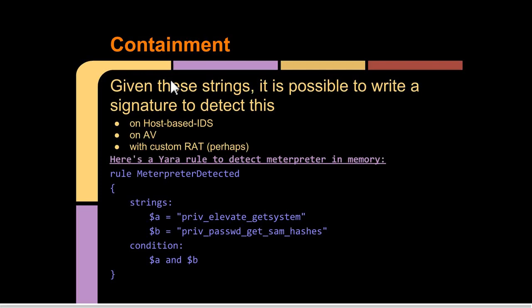So to demonstrate that you can write a signature for this, there's a rule language called Yara, and it's based off generally C structs. And so I have an example Yara rule below that will detect Meterpreter in memory. You could use this on a host-based intrusion detection system, and it will detect any active Meterpreter sessions as long as it manages to scan it. So let's talk about Meterpreter.